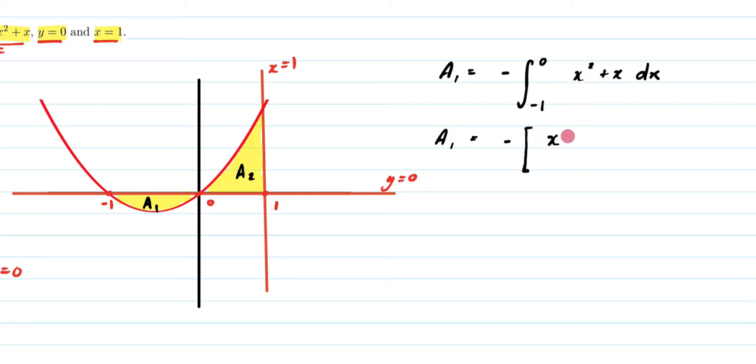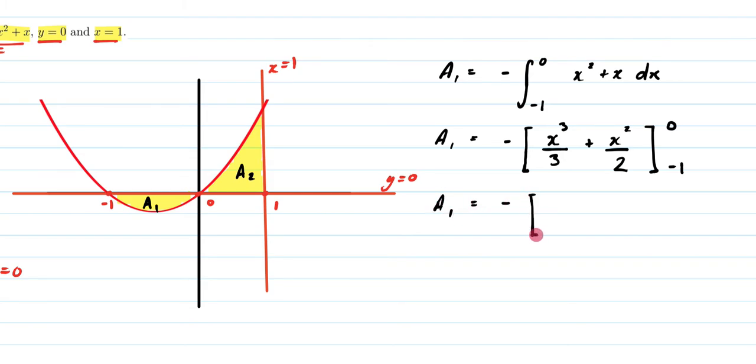Having done that, this is going to end up being x cubed over 3 plus x squared over 2 between 0 and -1, which means A1 is equal to, don't forget that negative here. Now I'm just going to get a 0 at the first one, I think you would all agree. If I put that in, I'm just going to get 0 minus, and let me put this there as well, because remember there's a negative that's affecting all of this.